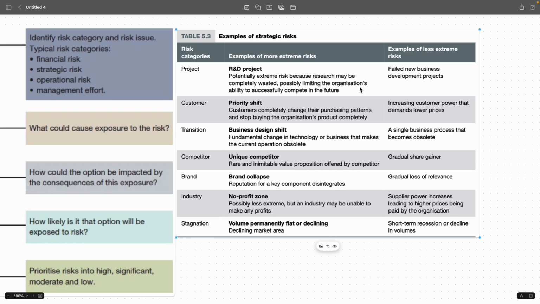Okay. No profit zone. Possibly less extreme, but an industry may be unable to make any profit. You might enter an industry where it's very competitive, very hard to make money. A lot of costs. Example right now, mall. You open a mall, not easy to make money. You go to most of the malls now at lunchtime and all that, you might not see enough people. Does that make sense? When you don't see enough people, you got a problem.